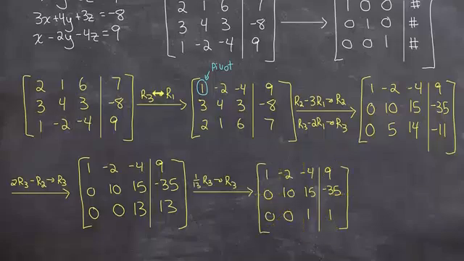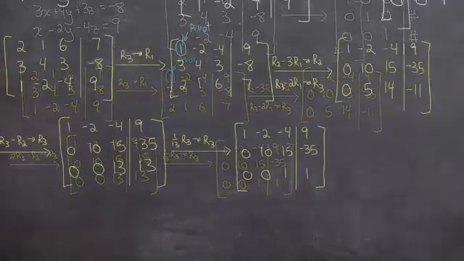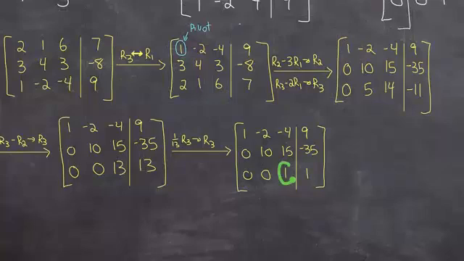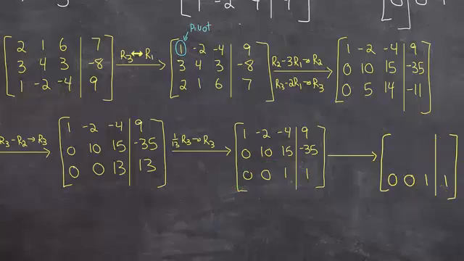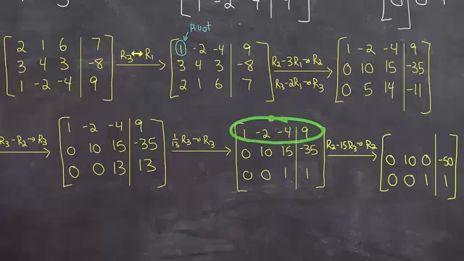Let me make a little bit more room so I have space to work. And what we want to do now is make the entries above this leading one. We want these entries to both be 0. So I'll leave row 3 the same, but I'll replace row 2 with row 2 minus 15 times row 3. And now I'll change this negative 4 into a 0 just by doing row 1 plus 4 times row 3.